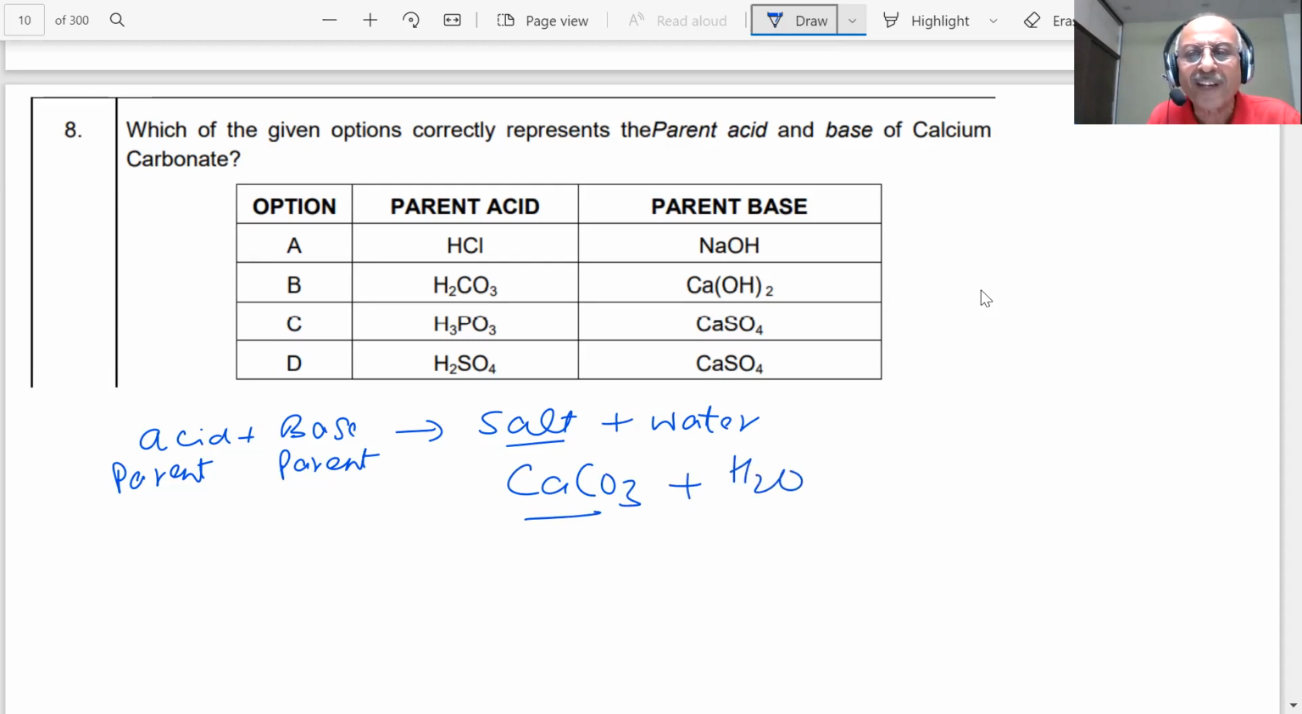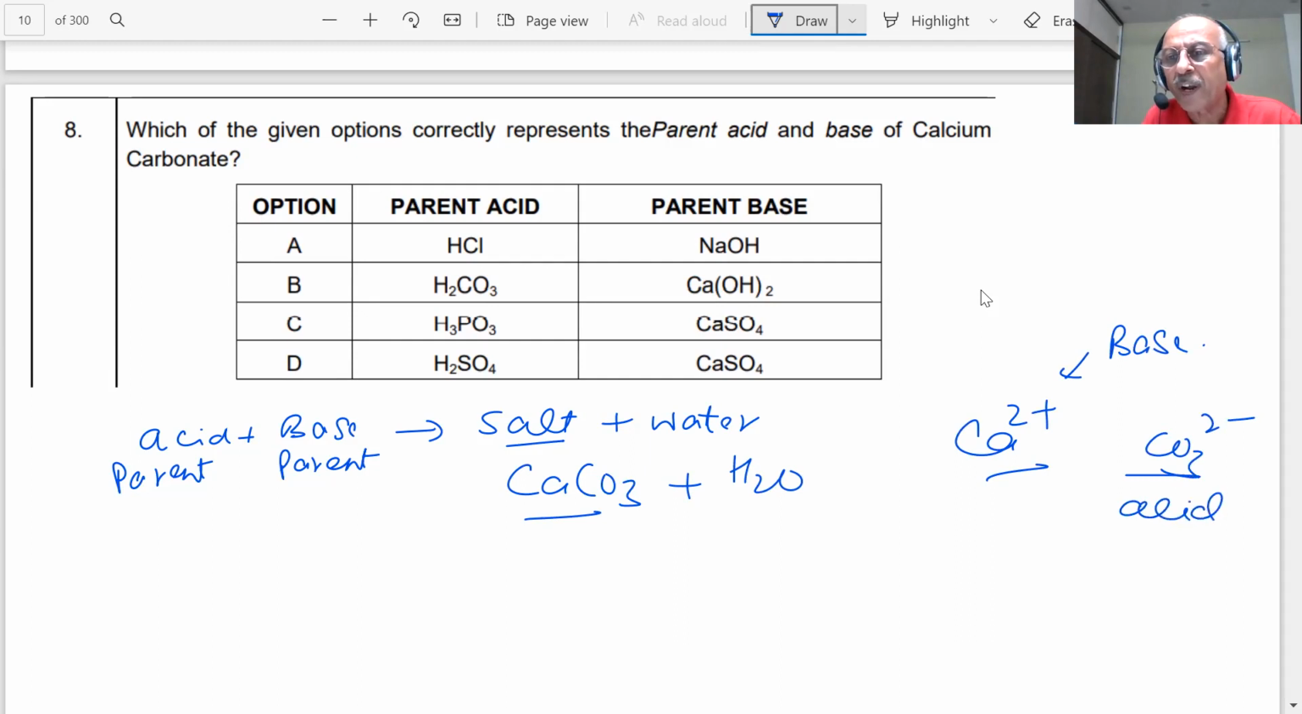So there must be calcium ions. We must have calcium ions, student, and calcium ions will come from a base. And we must have CO3 2 minus ion. This should come from an acid, student, the parent acid. There should be a parent acid of this. There should be a parent base of this. So let us see. HCl and NH, no, there is no calcium here. So how can it form CaCO3? Here in B, what are you having? H2CO3.